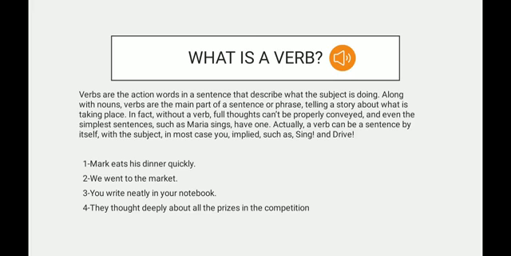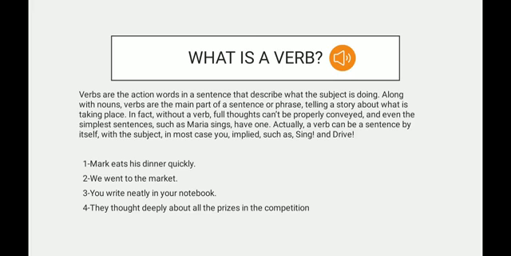In fact, without a verb, full thoughts can't be properly conveyed. Even the simplest sentence such as Maria sings has one. So without a verb, a full statement can never be made, because a verb plays a very important role in making sense in the English language. Actually, a verb can be a sentence by itself, as I told you, with the subject implied in most cases, such as run, sing, dance, drive.